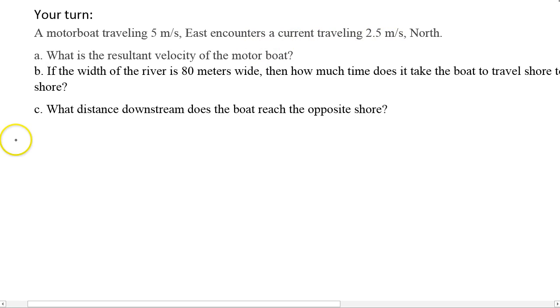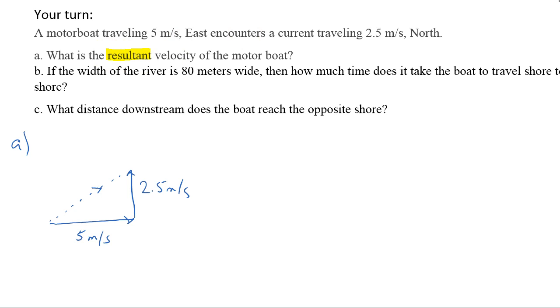So for part A, we'll do our work over here and we'll say, okay, it's going 5 meters per second. That is 5 meters per second east, and that is the velocity of the boat with respect to the water. And now the water is moving this way at 2.5 meters per second north. And so my resultant can be looking like that. And it says, what is the resultant? Here it is. What's the resultant for those two?